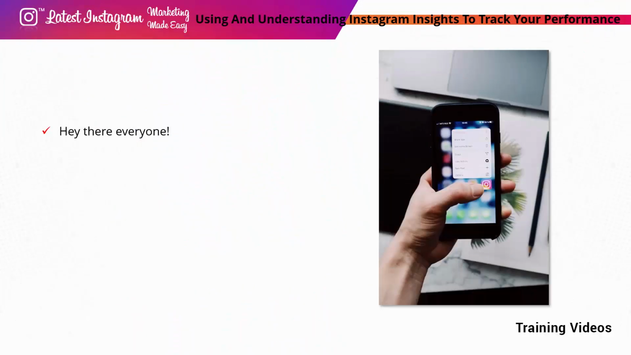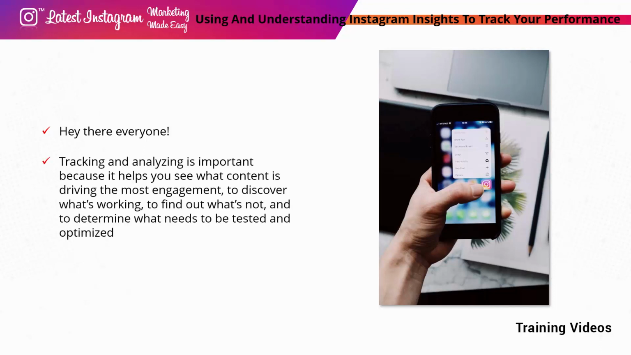Hey there, everyone! Tracking and analyzing your performance is a commonplace activity among marketers across all platforms. Tracking and analyzing is important because it helps you to see what content is driving the most engagement, to discover what's working, to find out what's not, and to determine what needs to be tested and optimized.